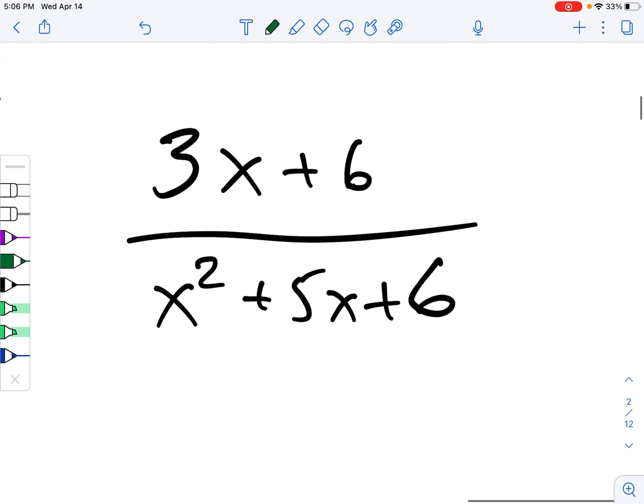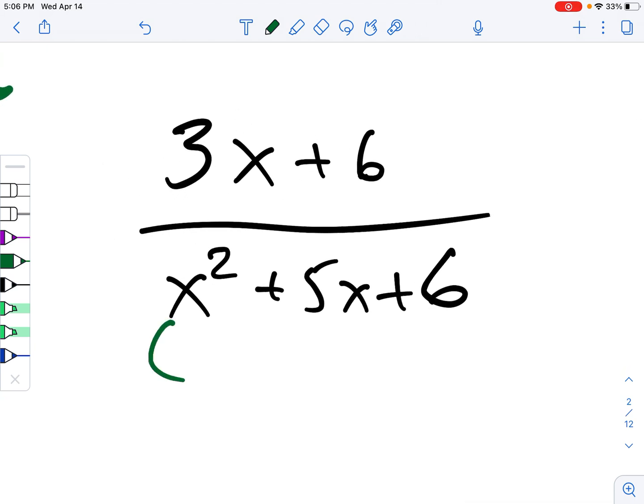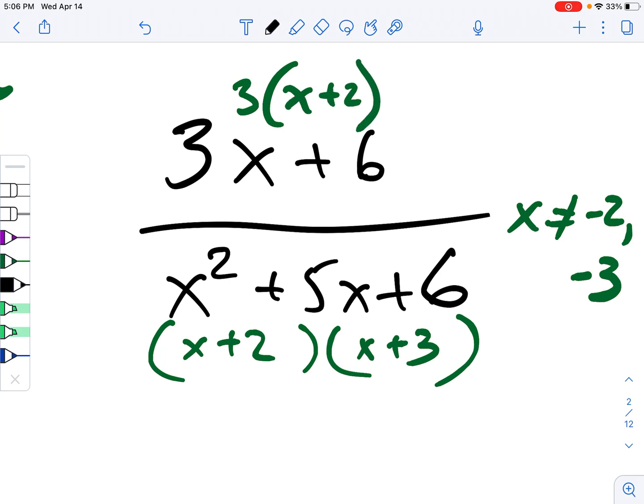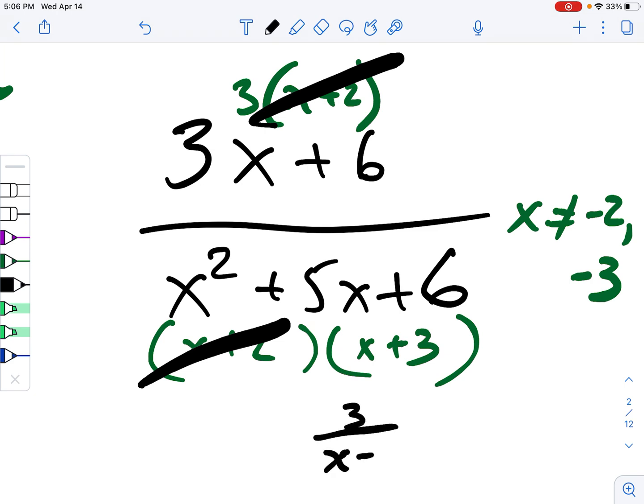So let's take a look at this. What could be my restrictions? Well, let's see. x plus 2, x plus 3. So my restrictions would be x is not equal to -2 or -3. Now, if somebody challenged you and said, wait, look, you can factor out a 3 at the top, and then you can cancel x plus 2 and x plus 2. So you get 3 over x plus 3. So I say your only restriction is x is not equal to -3.